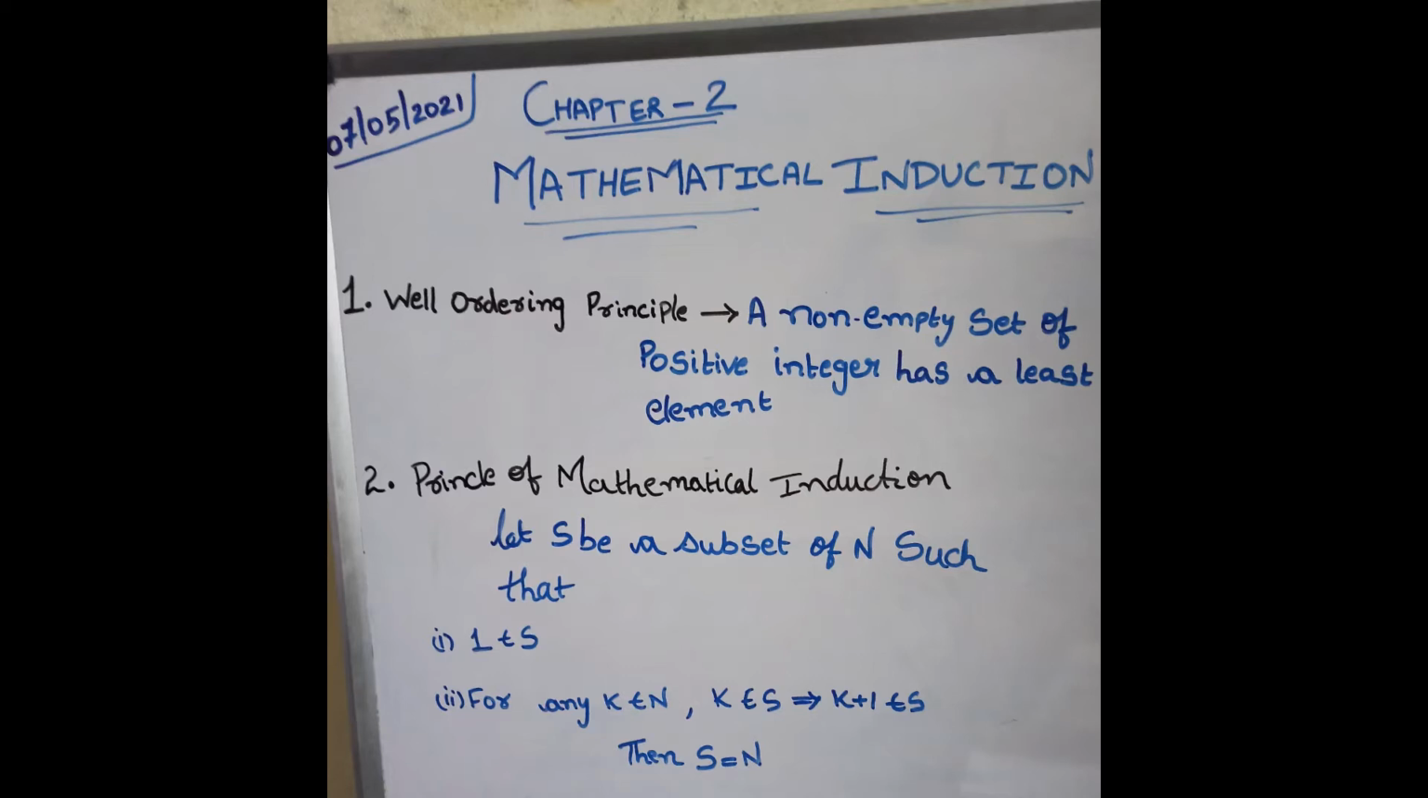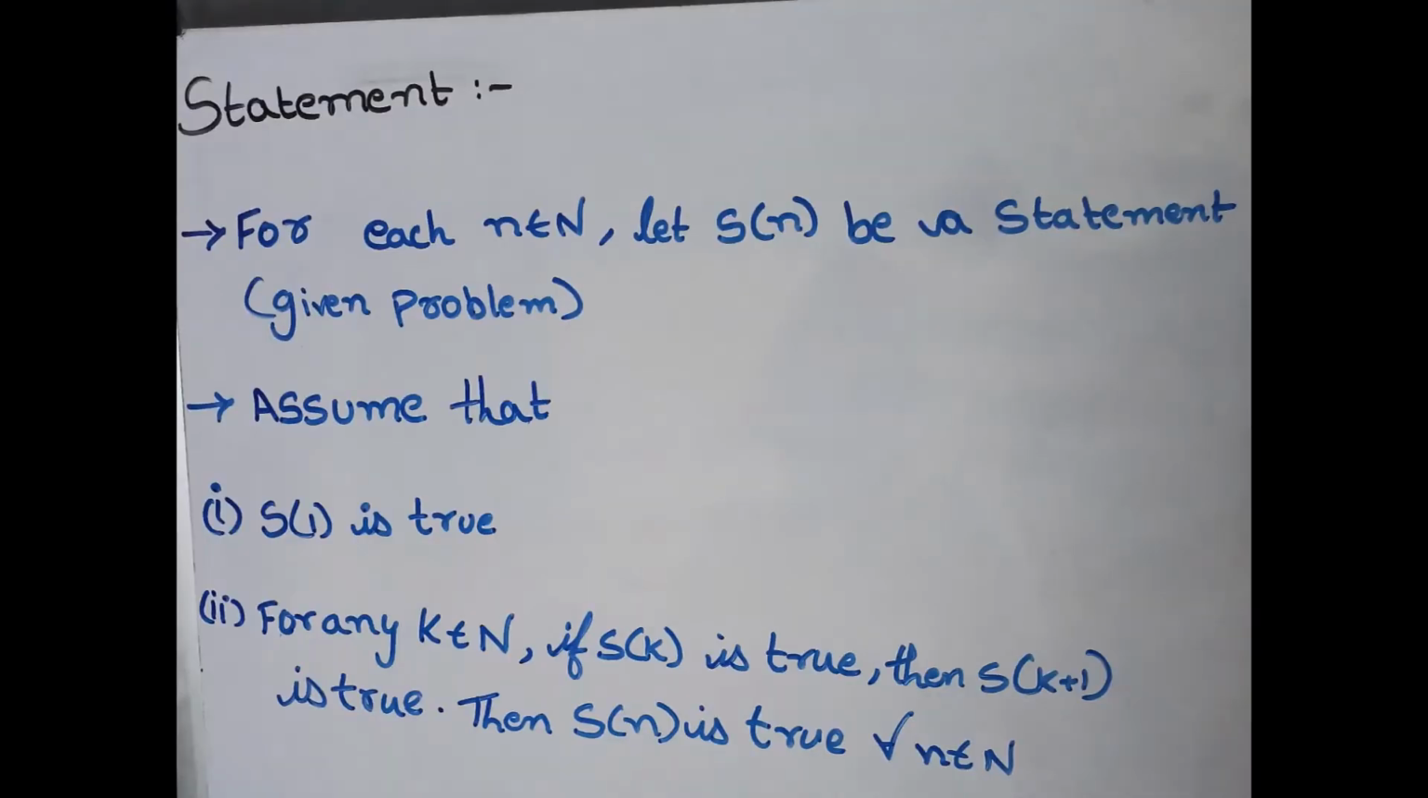Now we will discuss the statements of mathematical induction. First, for each small n belongs to capital N, let S of n be the statement, the given problem. Assume that S of 1 is true. For any k belongs to capital N, if S of k is true, then S of k plus 1 is true. Then S of n is true for all small n belongs to capital N.